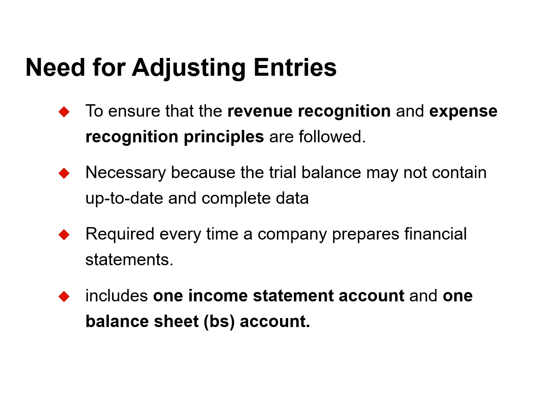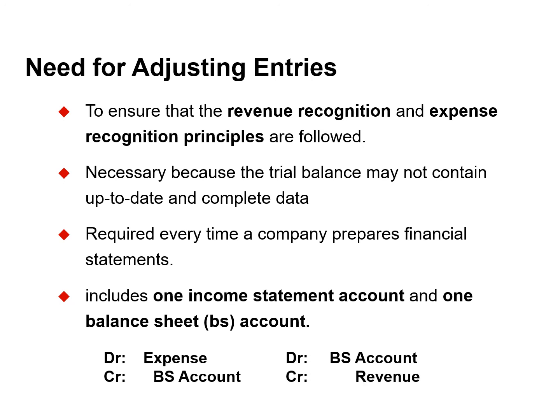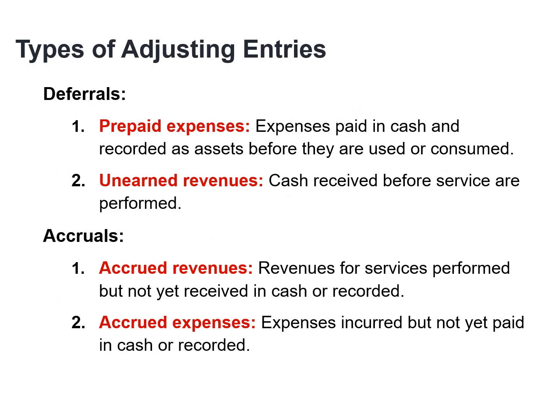The company analyzes each account in the trial balance to determine whether it is complete and up-to-date for financial statement purposes. Every adjusting entry will include one income statement account and one balance sheet account. The entry will either debit an expense account and credit a balance sheet account, or debit a balance sheet account and credit a revenue account. Adjusting entries do not involve cash. Adjusting entries are classified as either deferrals or accruals, and each of these classes has two subcategories. We will discuss both of these adjusting entries in detail in the next learning objectives.